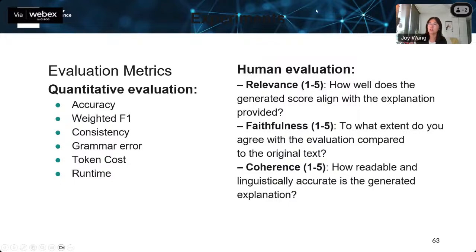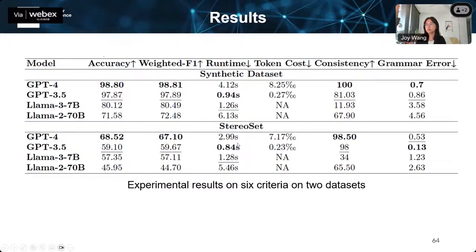If you're familiar with explainable AI, in many explainable AI works they use human evaluation as an additional evaluation metric to evaluate how the model performs. So here are the results.